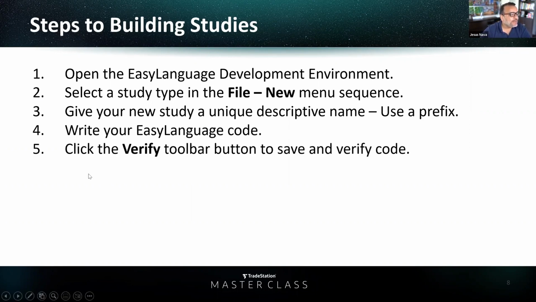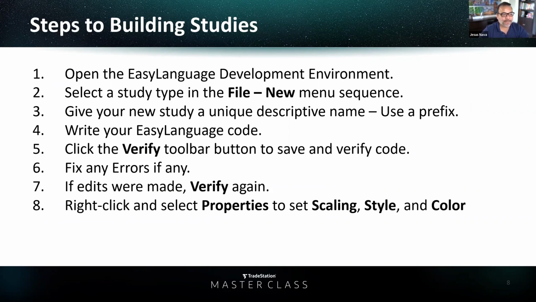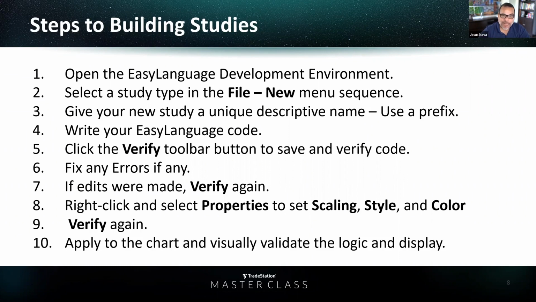You write your code. Verify is the process that EasyLanguage uses to make sure that you don't have any errors. If you do find errors, you fix the errors, you verify again. We go to the properties if you have to change properties of your study, and then you verify one more time. And then we go back to the chart to see how this study looks, okay? Let's go ahead and take a look at some of the questions here.